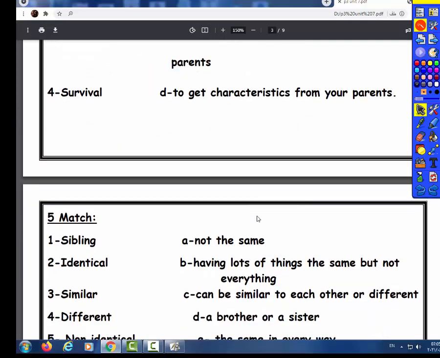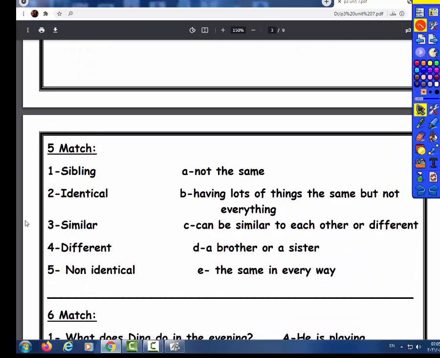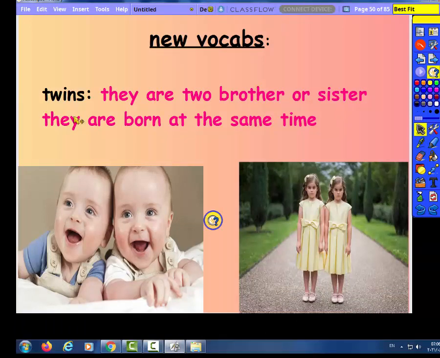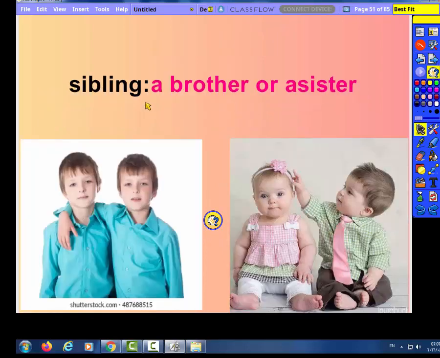Number 5, match. But before we answer this match, we have to make a revision on this vocabulary. Twins. Twins means two children born at the same time from the same parents. So twins are two brothers or sisters born at the same time, or two siblings. Sibling means a brother or a sister.